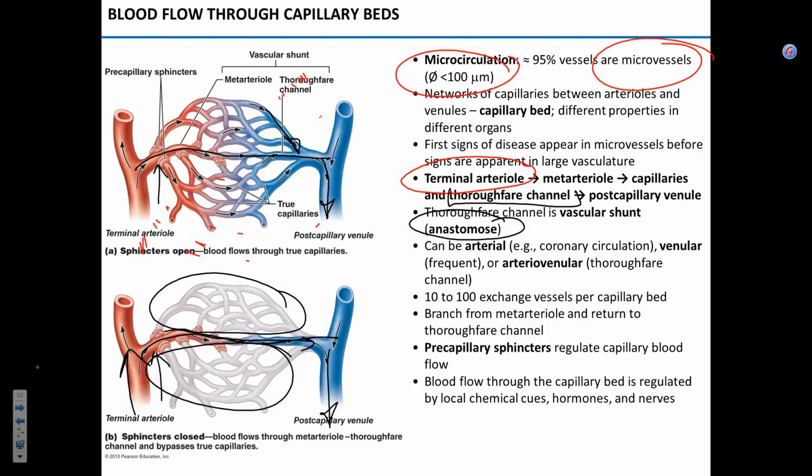So blood flow, as David already inquired, is regulated by chemical cues, mostly carbon dioxide actually, not so much oxygen, and hormones, right? Epinephrine will close, acetylcholine will open, depends on the tissue, and nerves, right? For instance, sympathetic stimulation will decrease the blood flow through the intestines, but will increase blood flow through the muscles. Does that make sense?